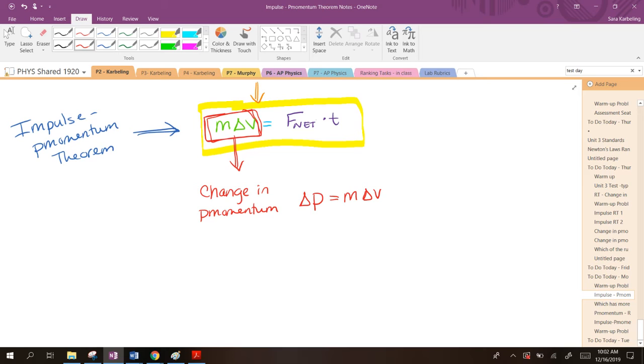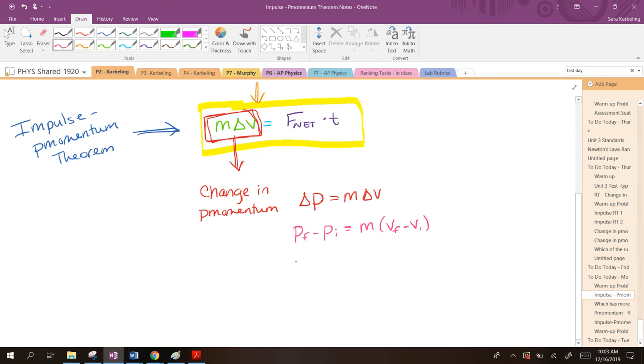Well, that is true. That is true that delta P is equal to F net times t. I'm trying to ask, I think maybe it's even too simple of a question. Let me write out what I'm really talking about. I'm saying that delta P is really like final momentum minus initial momentum. Change in momentum is equal to the mass times the final velocity minus the initial velocity. Is that okay? That's just literally what change in means.